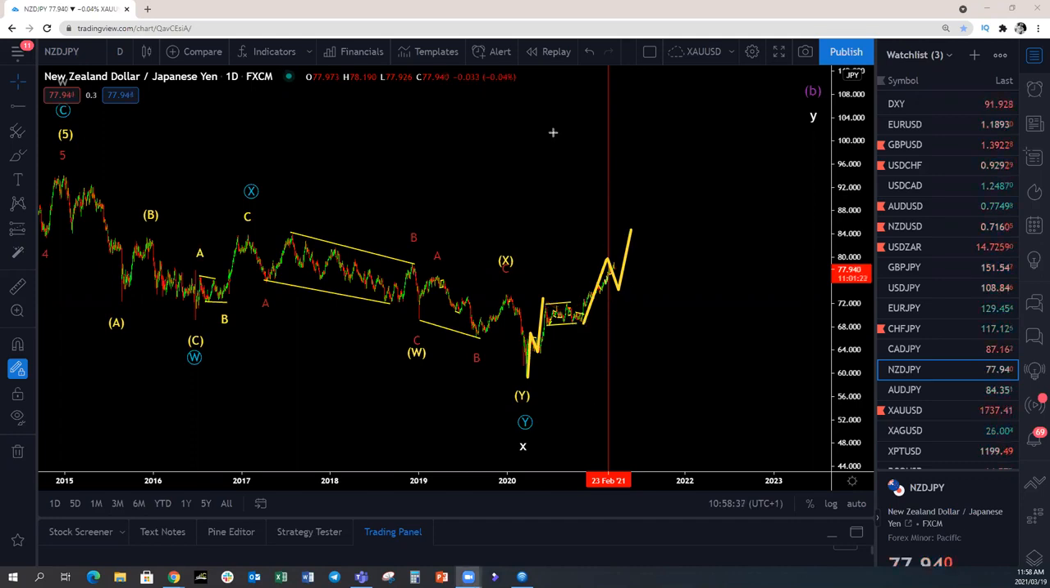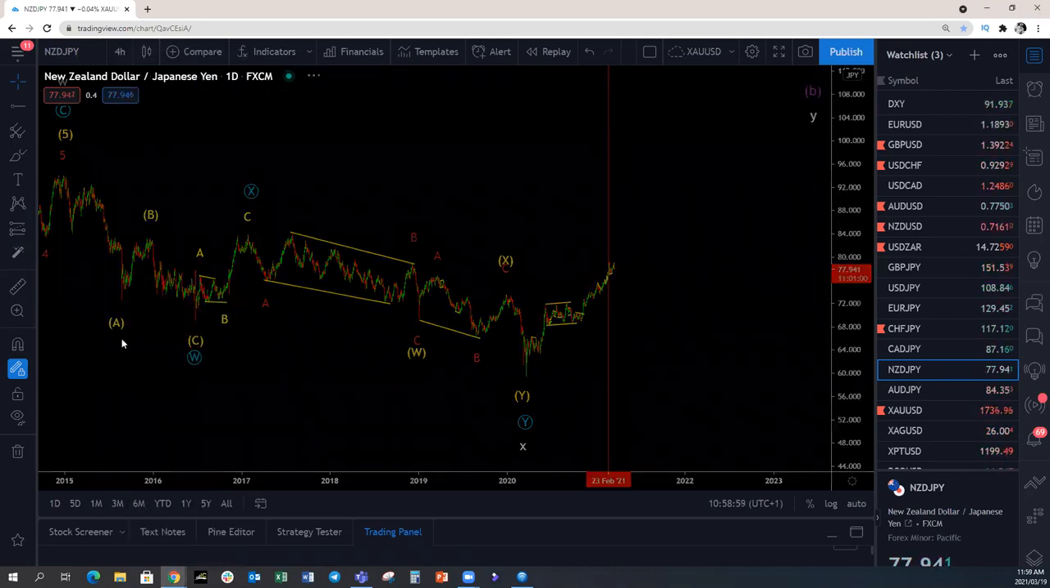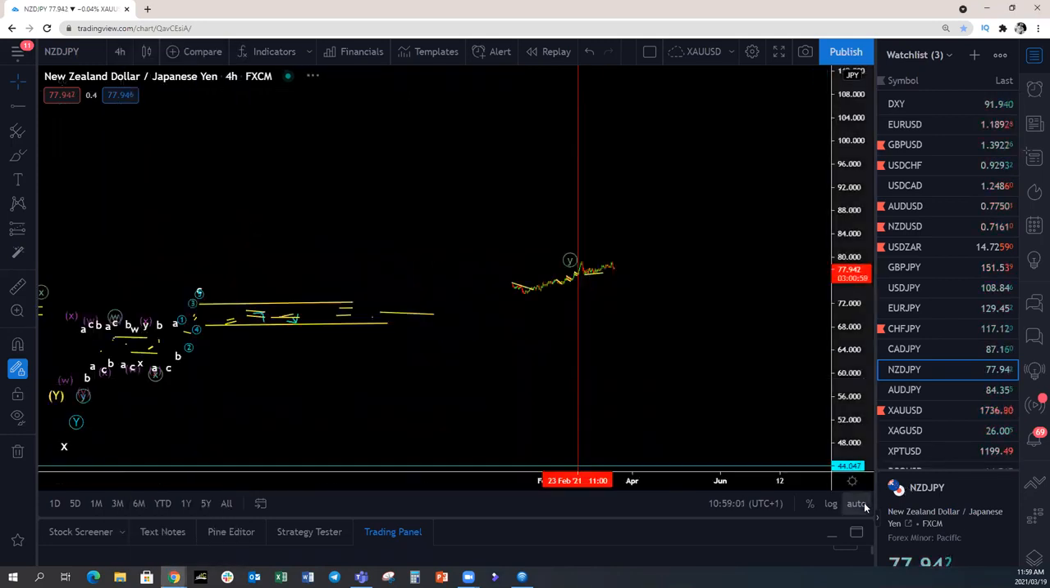If that move is actually complete, and this is actually the leg there, which we can count in the lower degree, then that means that structure is complete. We can get this to pull back to the 38, 50% before any resumption of the move to the upside. So let's take a closer look on the 4-hour.